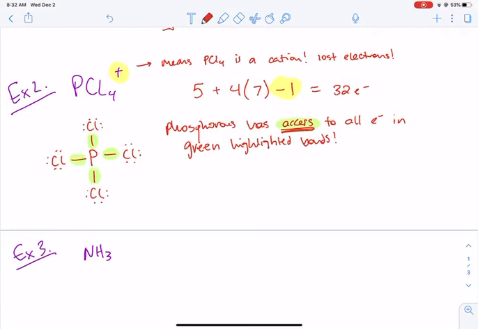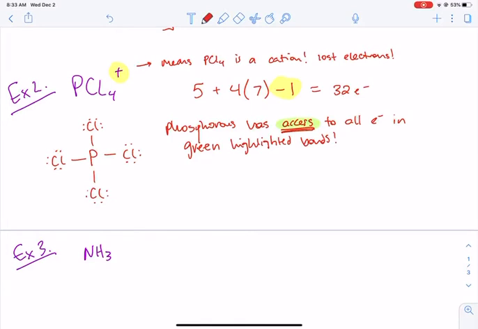Now let's count and let's make sure that everything here has access to exactly 8. So for the chlorines, we've got 2, 4, 6, 8, 2, 4, 6, 8. You can see that everything is going to have the correct number of electrons. Everything does have access to 8 electrons here.